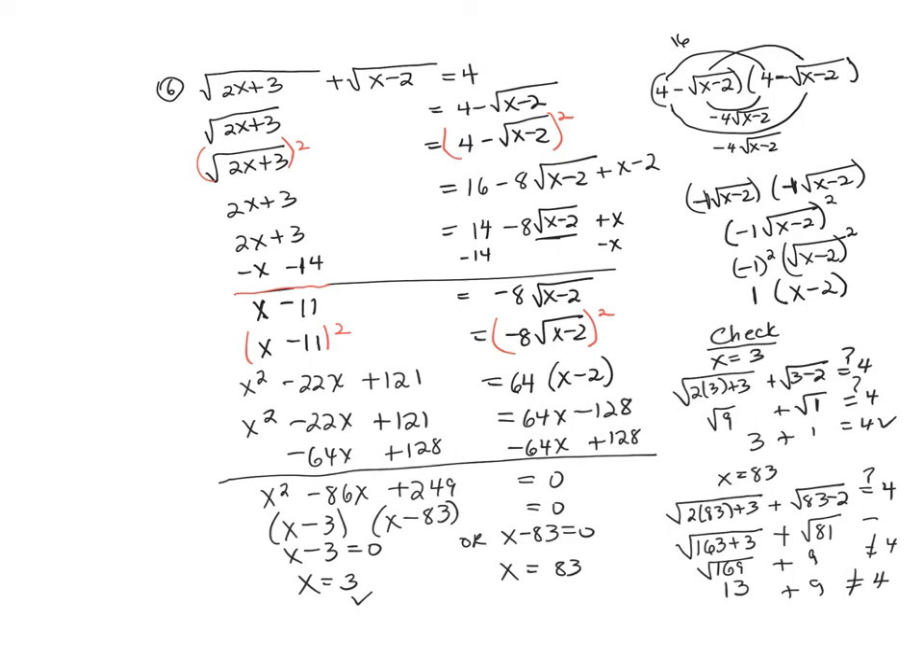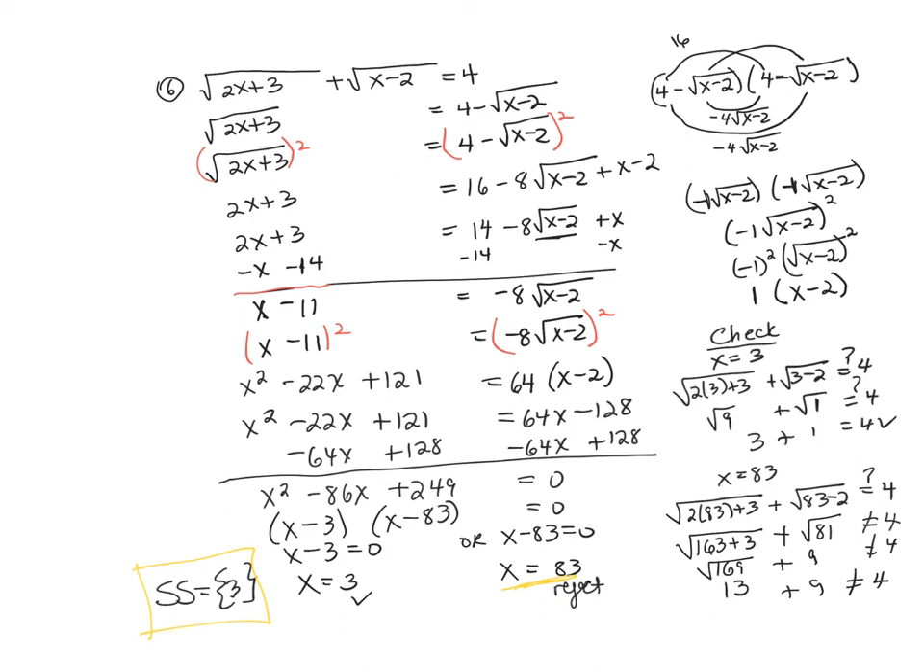So that one is rejected. We reject. So the solution set here, I'll put it over here, is equal to just 3. And I'll highlight it here. And we reject this one. Okay, so we see that we have radical equations where it might be necessary to square both sides twice.